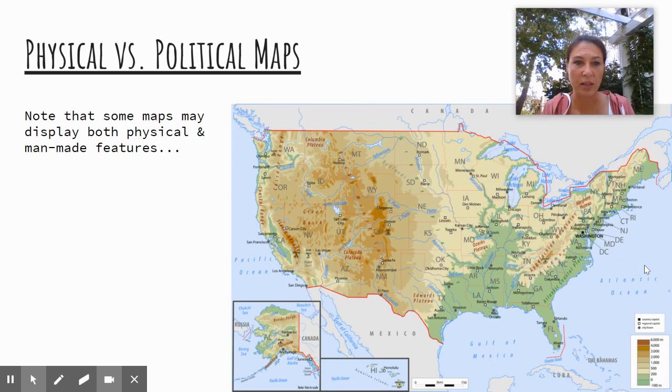Some maps, like this one here, are combinations of both political and physical maps, and these are actually really helpful, particularly if you are driving, and we'll talk about GIS and GPS a little bit later. If you're on a road trip, it's important and relevant to know when you're going to be driving through the mountains.